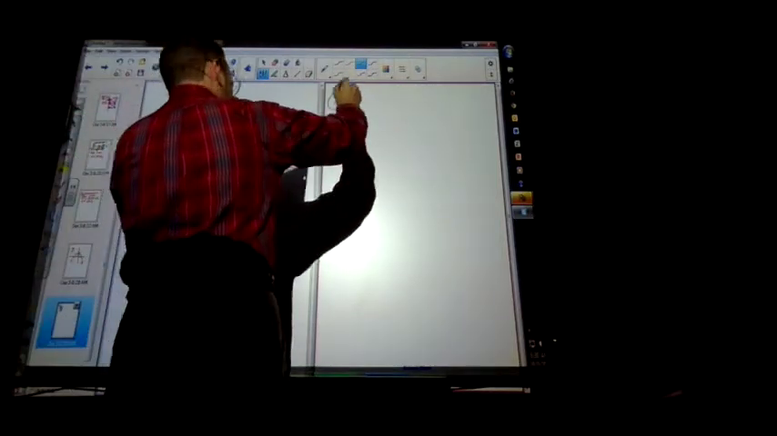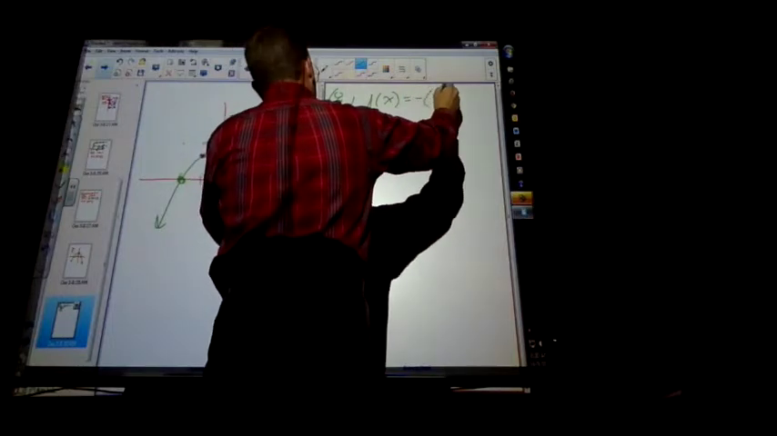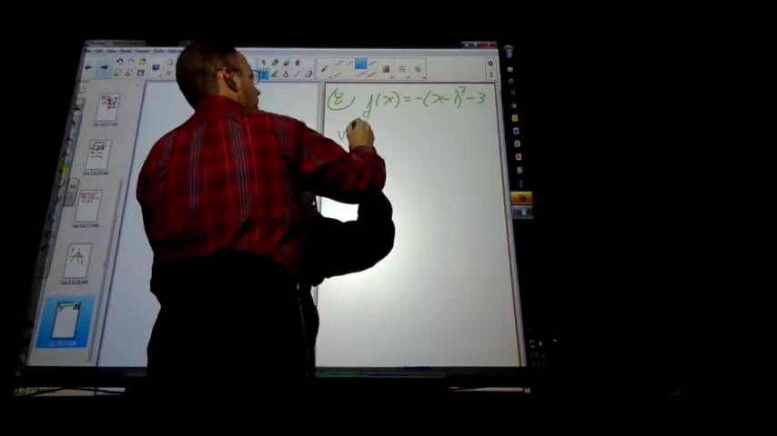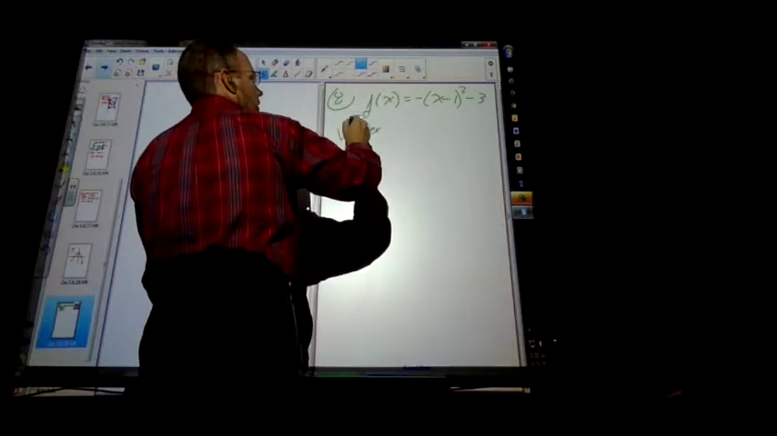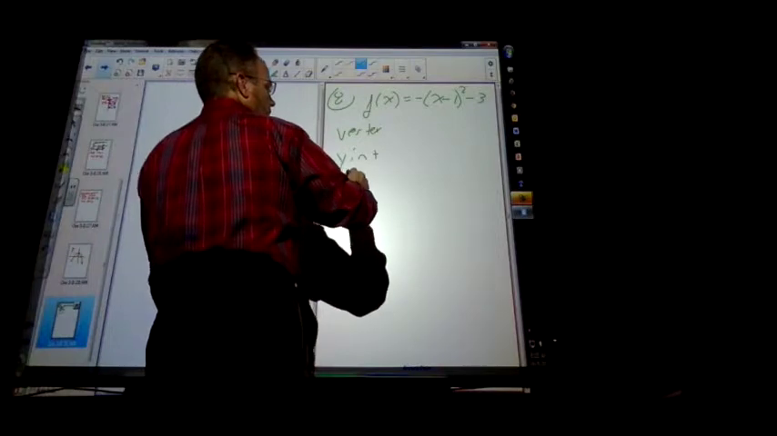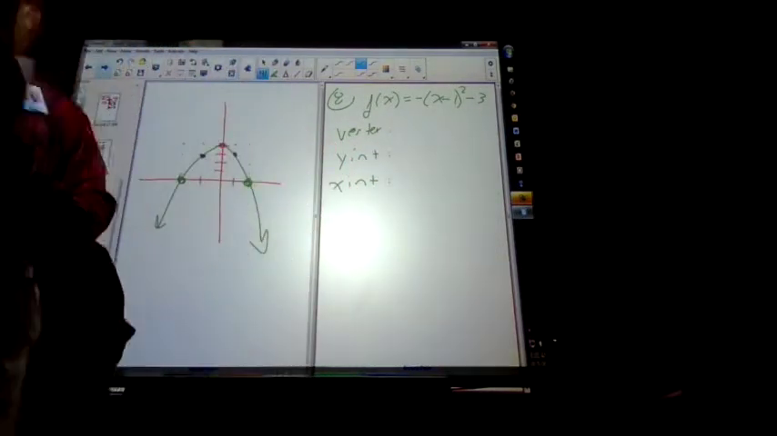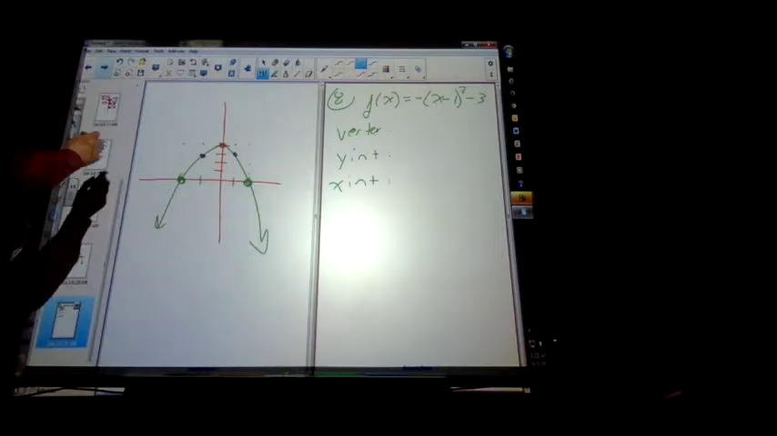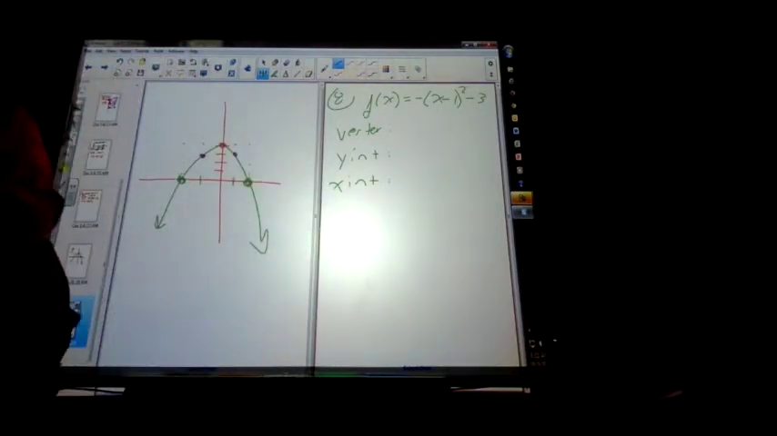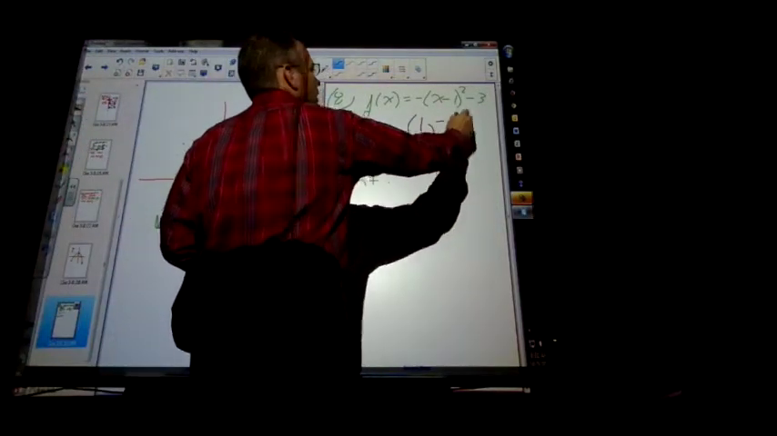Number 8. We have the function f(x) = -(x - 1)² - 3. I want my vertex, my y-intercept, and my x-intercept. What kind of form is this set up in? Vertex form. Do I know my vertex? (1, -3).